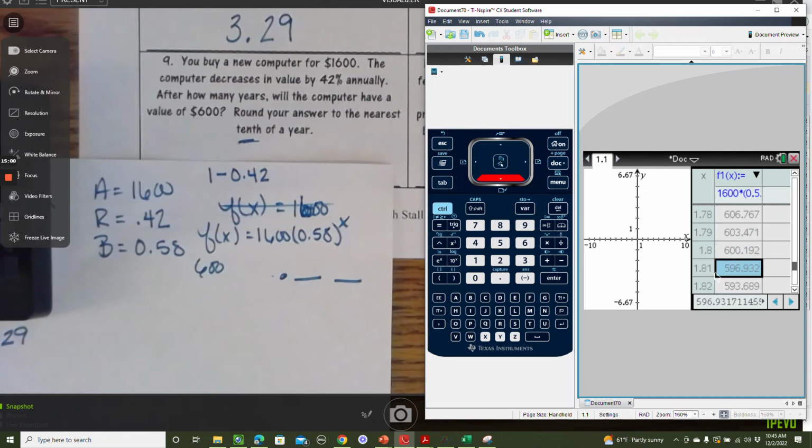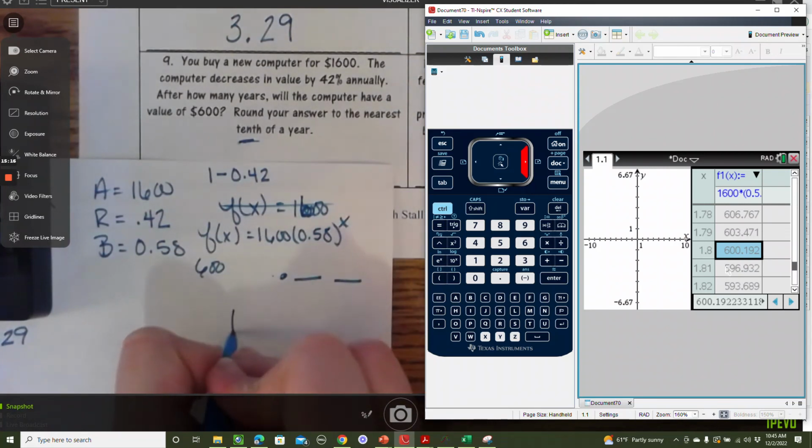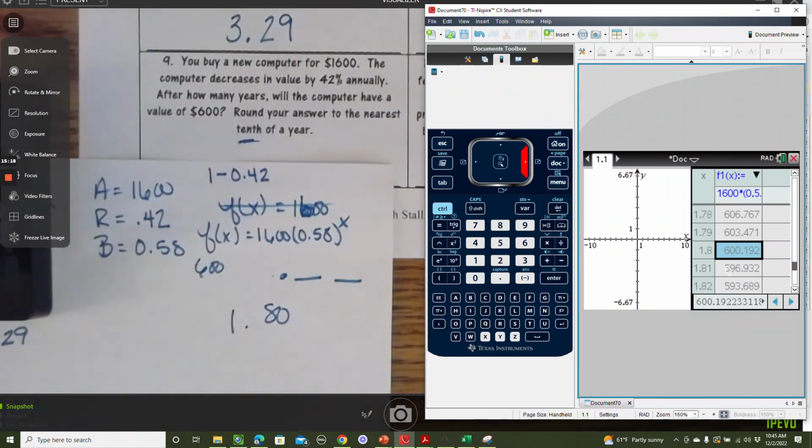All right, 600. 600.192, 596. So in between 1.81 and 1.8. I would say the 1.8 is closer, right? Because it's already 600 and this is 596. So technically it's 1.80. What does that round to? 1.8.